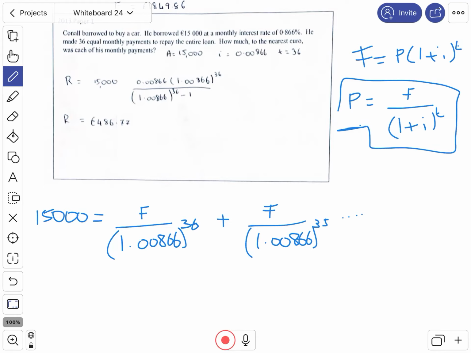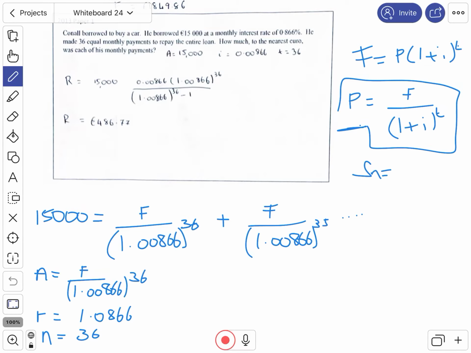So for that then, my A value for my SN formula is the first one, to the power of 36. My OR value, because my A is a fraction, means that this is not a fraction. Okay, and my N value is the 36 times. So that means that for my SN formula, I'll write the SN formula up here. A by 1 minus OR to the power of N, all over 1 minus OR. I'm going to fill that in.